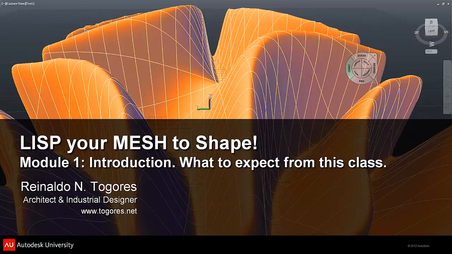This class title might seem a bit like a tongue twister, but it certainly describes what we'll be doing here, using AutoLISP to create mesh objects with an unlimited variety of shapes. The one I've used for this title slide is an example.